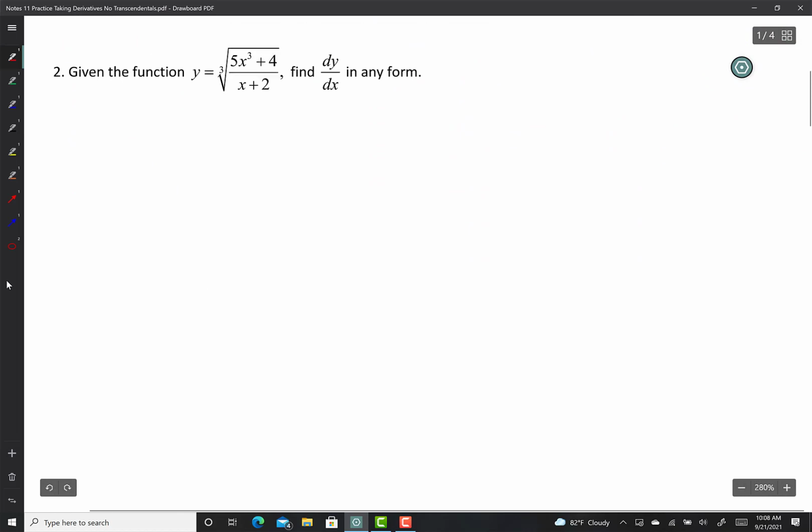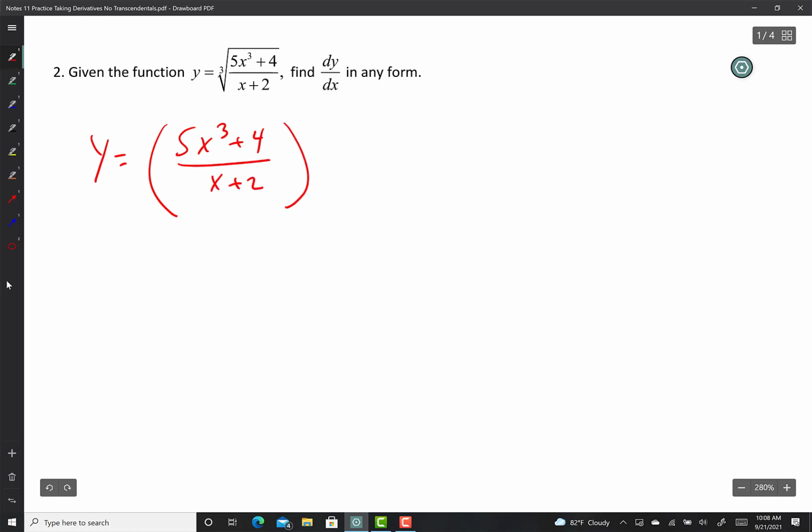All right, here we go. On this one, before you do anything, I would rewrite it. y equals giant parenthesis 5x cubed plus 4 over x plus 2, close it to the 1/3. Can we do that? Yes.